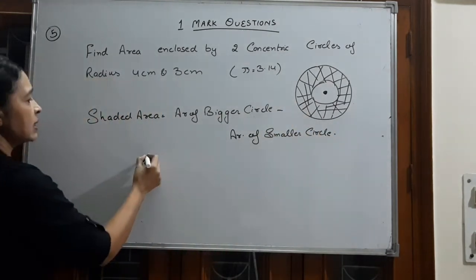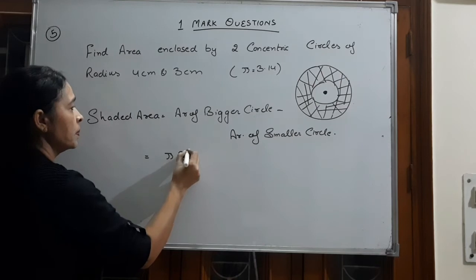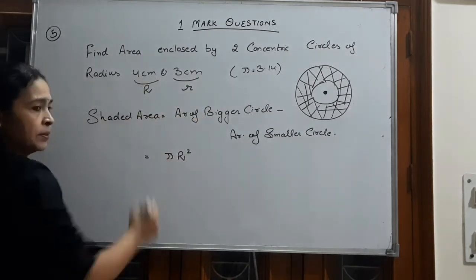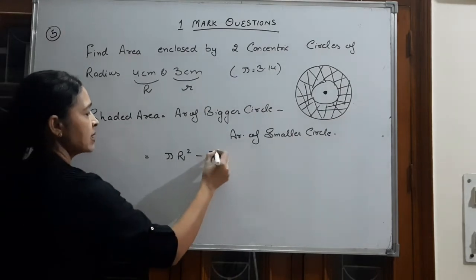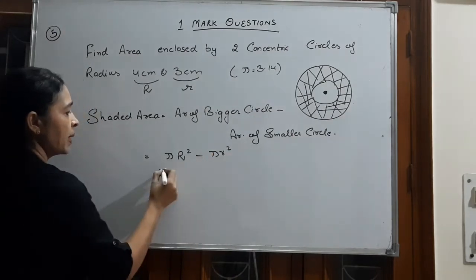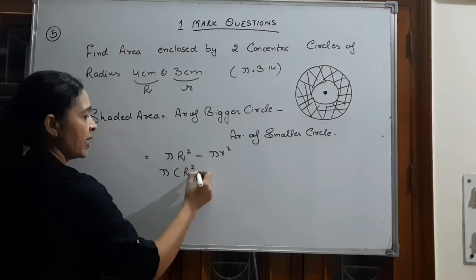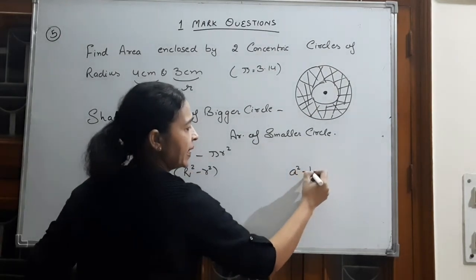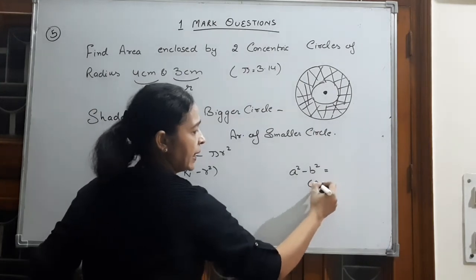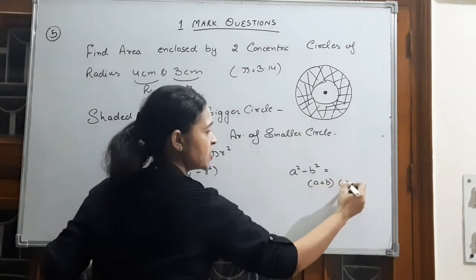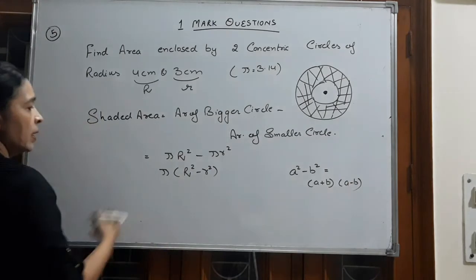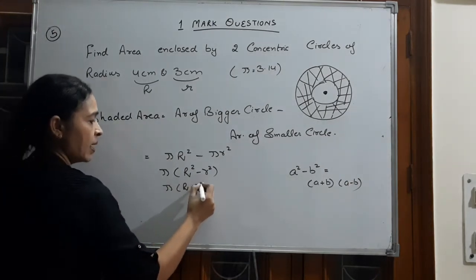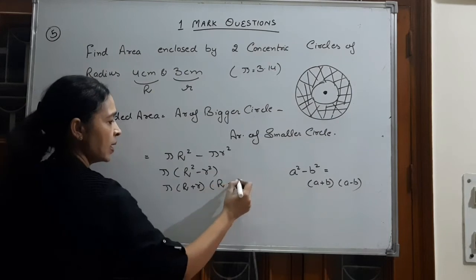What is the area of the bigger circle? Pi r square. We are taking small r and capital R. Minus the smaller circle, pi r square. Pi is common. R square minus r square. We have an identity: a square minus b square is a plus b times a minus b. In place of R square minus r square, what can we write? R plus r, R minus r.